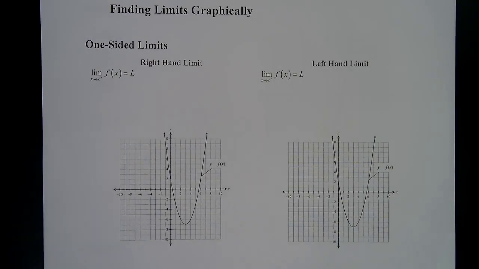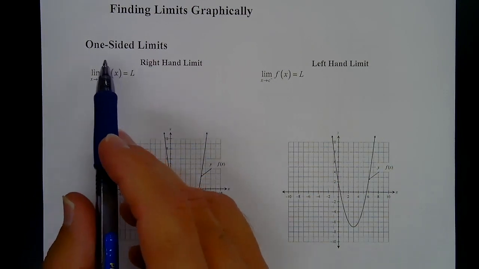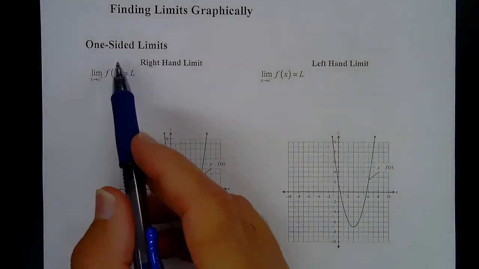So what we're going to do today is we're going to be finding limits graphically, okay? Now we did some limit stuff last year in Honors Math 3, okay? And so I want to go back through this and ask what does this mean, okay? And we're going to talk first about one-sided limits, okay?